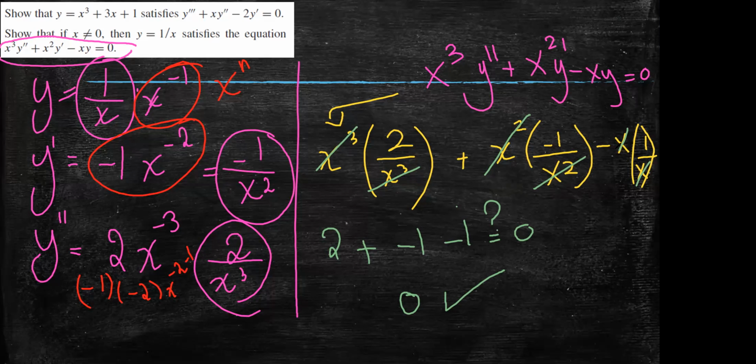Prove now, or they say y is 1 over x, we have to satisfy that x cubed y double prime plus x squared y prime minus xy equals 0. So I need to find y prime and y double prime, and then I substitute them in this equation to check if it's 0 or not. Now for this one.